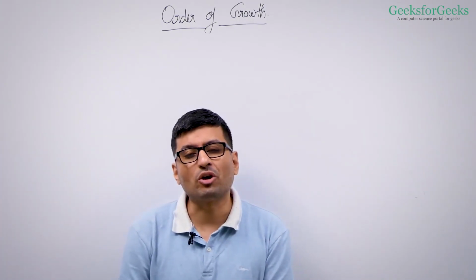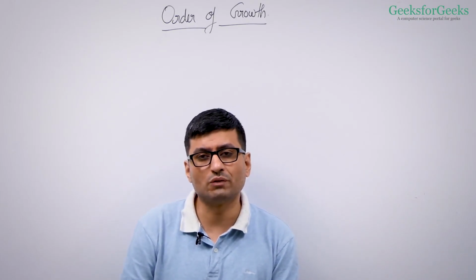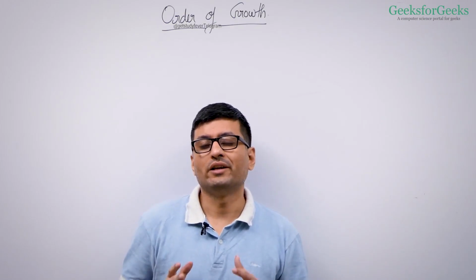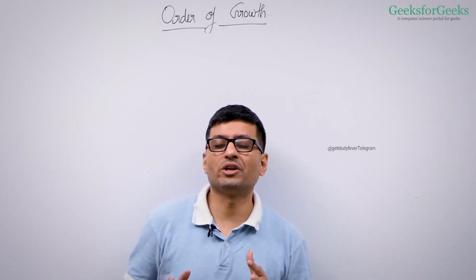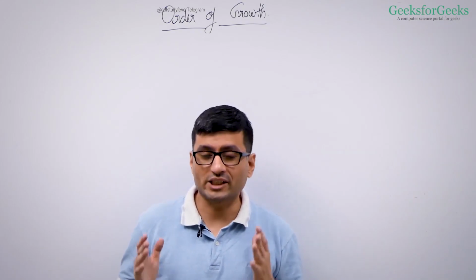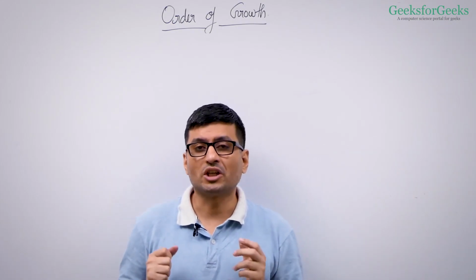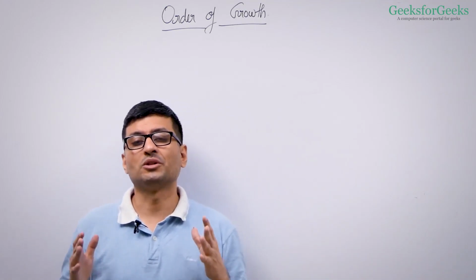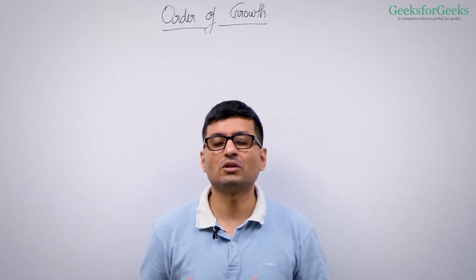In this video, we talked about order of growth of functions, which was some mathematics that we did. In the next video, we are going to talk about mathematical notations. We call them asymptotic notations, which are used to represent order of growth of functions, which are used to compare order of growth of functions.